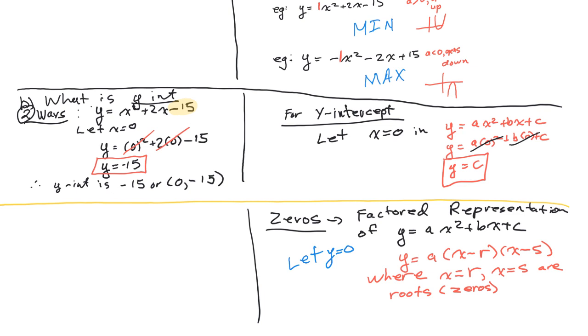So here's our basic equation. Y is equal to x squared plus 2x minus 15. The first thing you have to do is let y equal 0, because essentially what we're looking for are those two points on our graph where the y value is 0 and it crosses the x-axis. So when you do that, your equation becomes this.